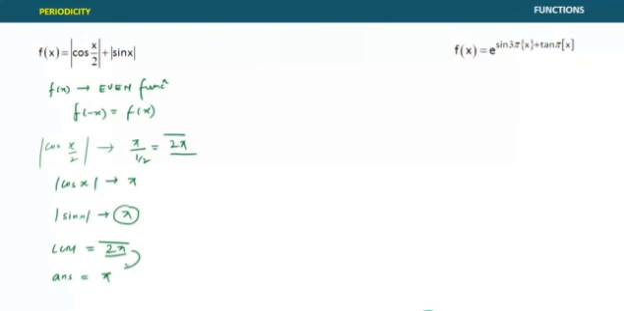You will halve this answer, right? But see here, this answer is wrong. This is not the answer. The answer is still 2 pi, the LCM only.